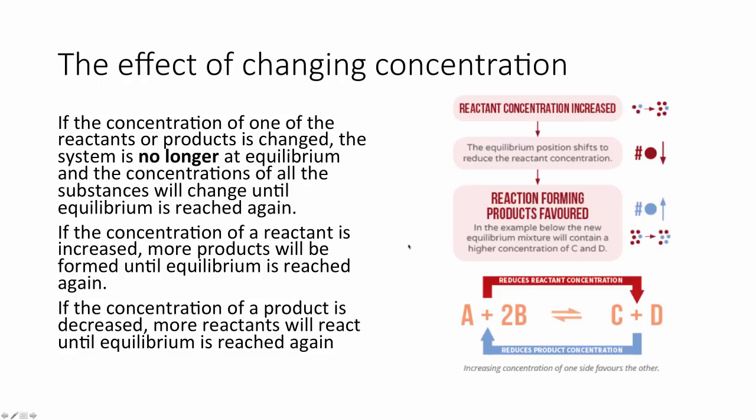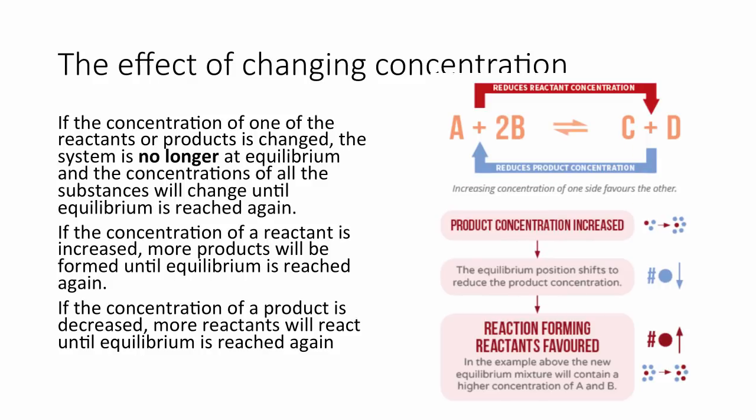If the concentration of a product is decreased, more reactants will react until equilibrium is reached again. So in this case, if a product concentration is increased, represented by an increase in the number of blue balls, the equilibrium will oppose the change, that is, decrease the concentration of the blue balls by forming more reactants, represented by the red.